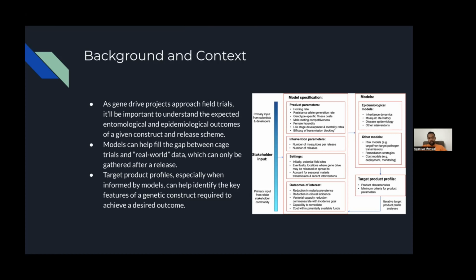And in the absence of real field trials of gene drive, we can have rough estimates of how these constructs will perform with respect to human health. One framework we've been using to map these outcomes and parameters is target product profiles, which are broad documents that explore which genetic parameters are most important to reaching the epidemiological impacts that we want in the field from these products.